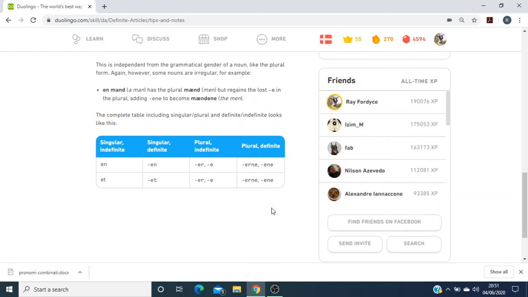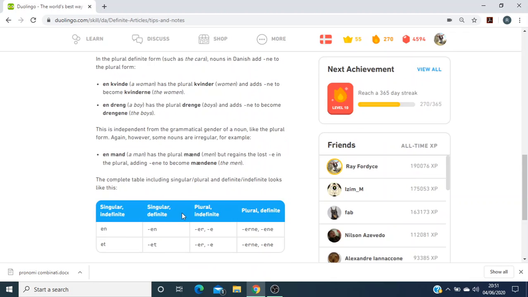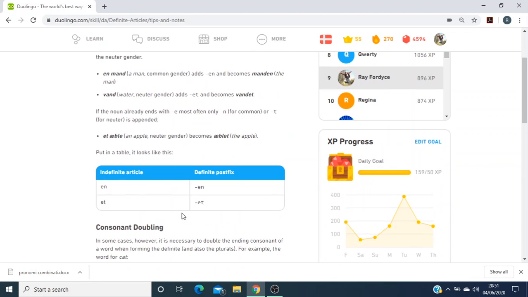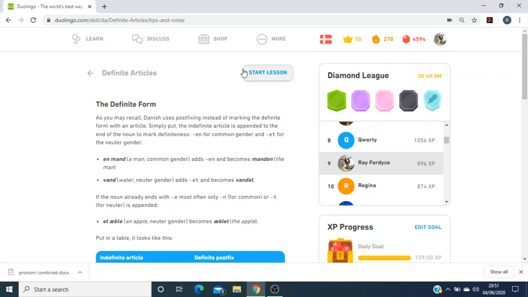And there's just a little table of how to form the singular indefinite, plural indefinite, and plural definite. You'll gradually get the hang of this the more we work through it. I think the next lesson is actually going into more detail about plurals. So let's start the lesson.